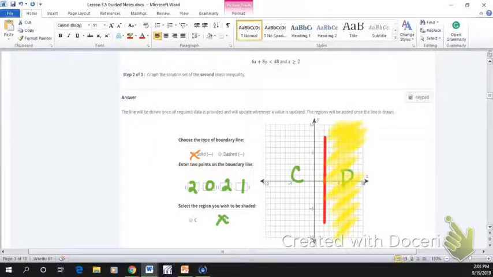Okay, everybody okay with that? Okay, so that's step 2. Step 3 is going to have both lines already drawn for you, and it's going to ask if you want to overlap, or it'll say intersect or union.